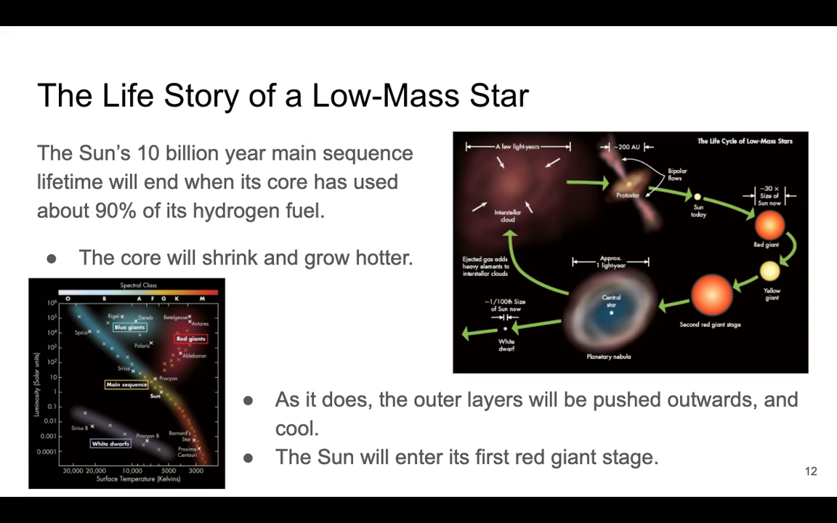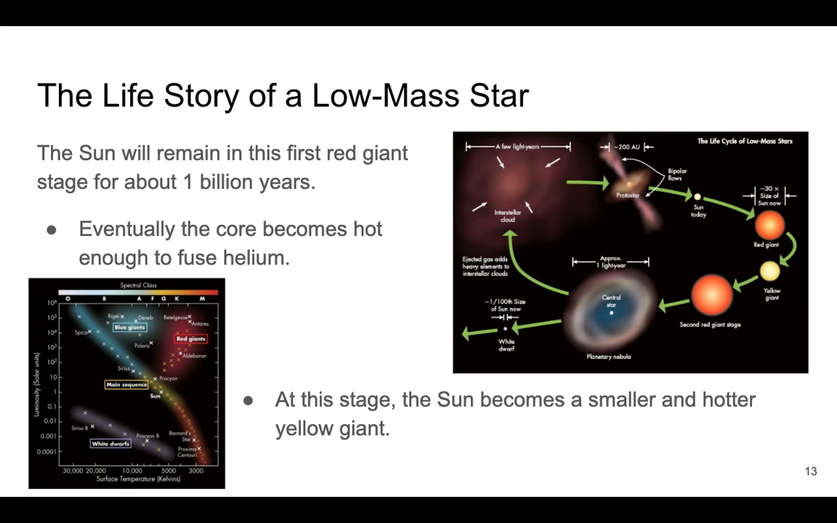The core is going to shrink and get hotter and hotter. That heat is going to travel to the outer layers of the sun, and it's going to push them outwards. So the outer layers are going to get bigger and bigger. Core getting smaller and hotter, and the heat that it's generating is going to push out on the outer layers. So the sun is going to become a red giant. The core is now smaller, but the outer layers are way bigger. So the sun has entered its red giant stage, its first red giant stage, in fact.